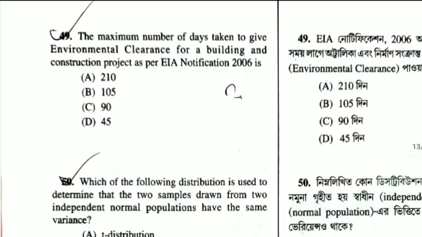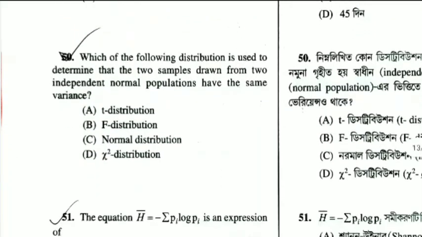The maximum number of days taken to give environmental clearance for building and construction project as per EIA notification 2006 is how much? So here it is what? It is 90 days. So within these many days the decision has to be taken for the construction project environmental clearance. Coming to the next question, question number 50.